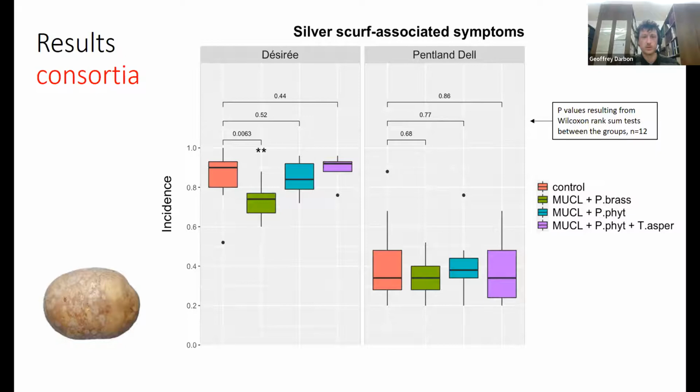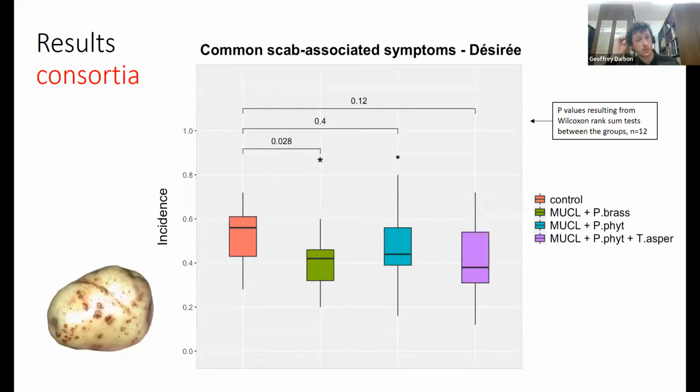Something really interesting is that we also observe an effect in common scab associated symptoms. This time I only show the variety Desiree because we found nothing in Pentland Dell either. And again, the same consortium was able to significantly lower the symptoms, but this time of common scab.